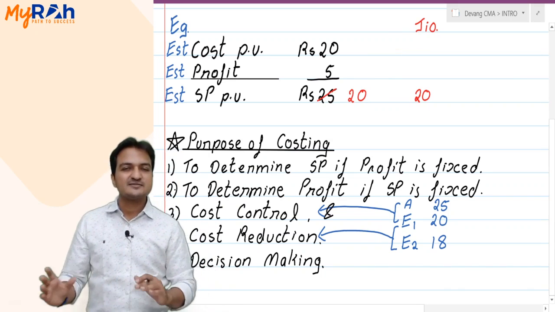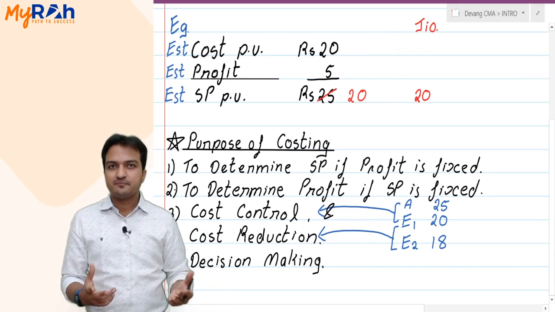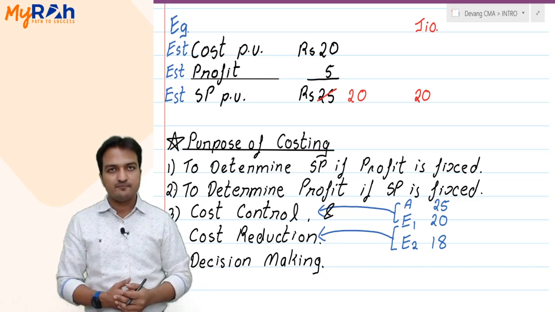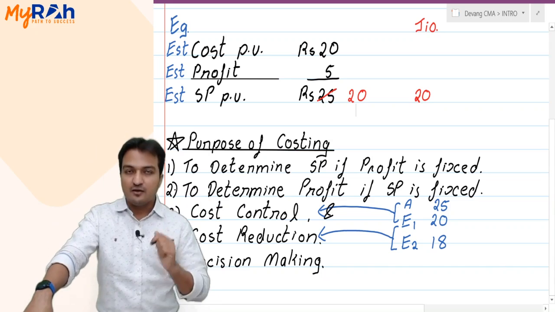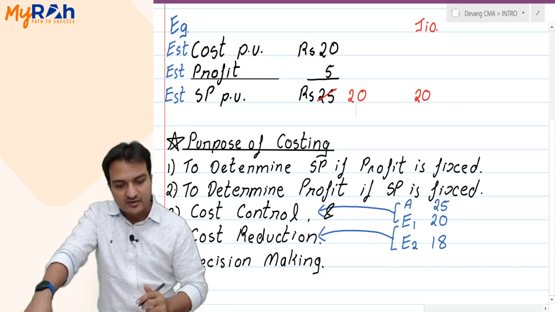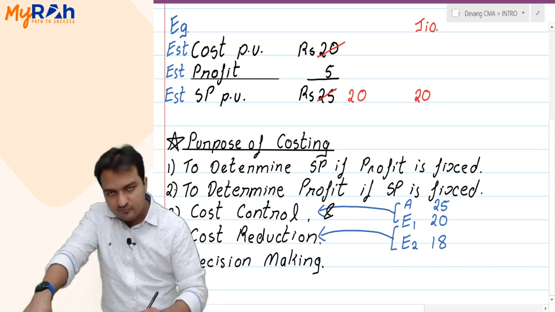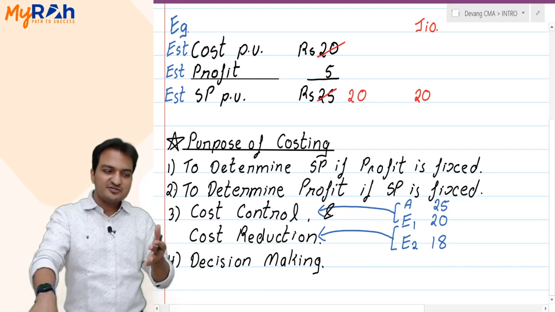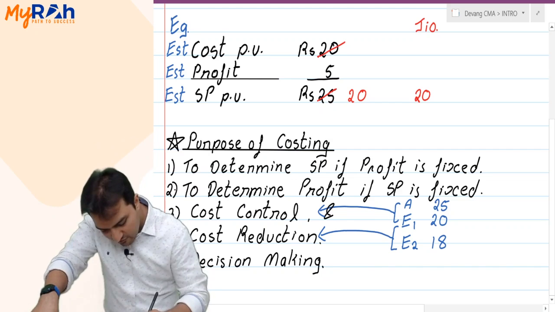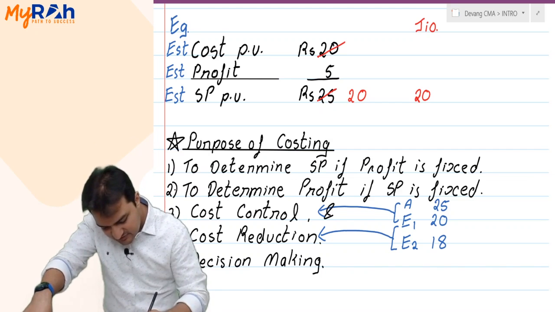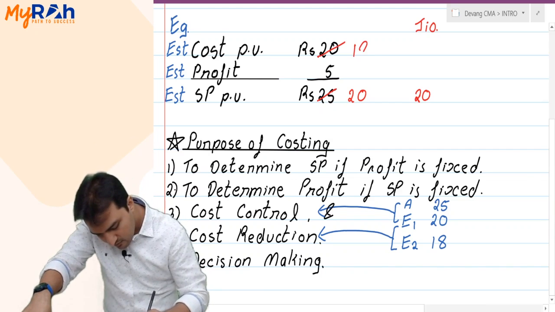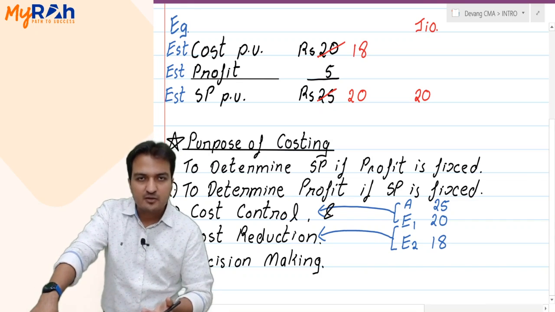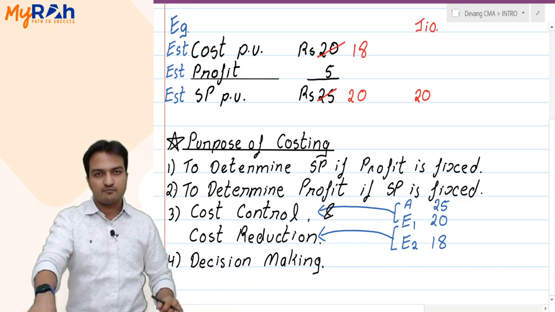But if I just start charging a selling price of 20, then I will not earn any profit because my cost itself is 20. So if I now need to keep my selling price at 20, then I will want to reduce my cost also. Maybe not reduce it to 15, but at least I will try to reduce it to say 18. Look, when I did not face any competition, I was charging a full 5 rupees profit, good profit.